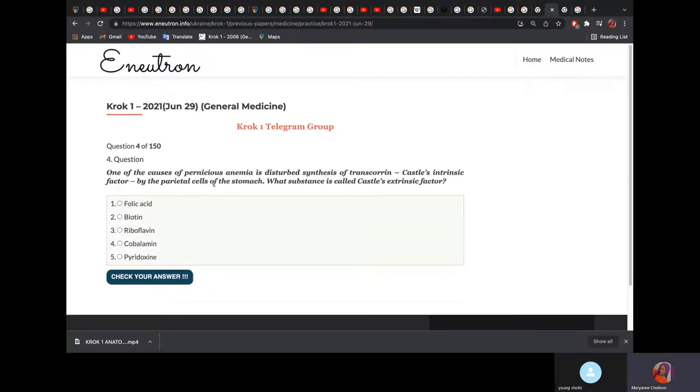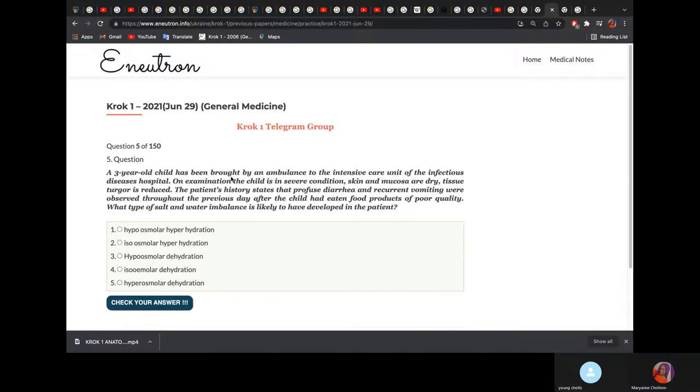One of the causes of pernicious anemia is disturbed synthesis of transcarin, also known as calcium intrinsic factor, also called gastromucoprotein, by the parietal cell of the stomach. What substance is called calcium intrinsic factor? So the answer would be cobalamin, because the substance is also called vitamin B12, the other name is cobalamin.